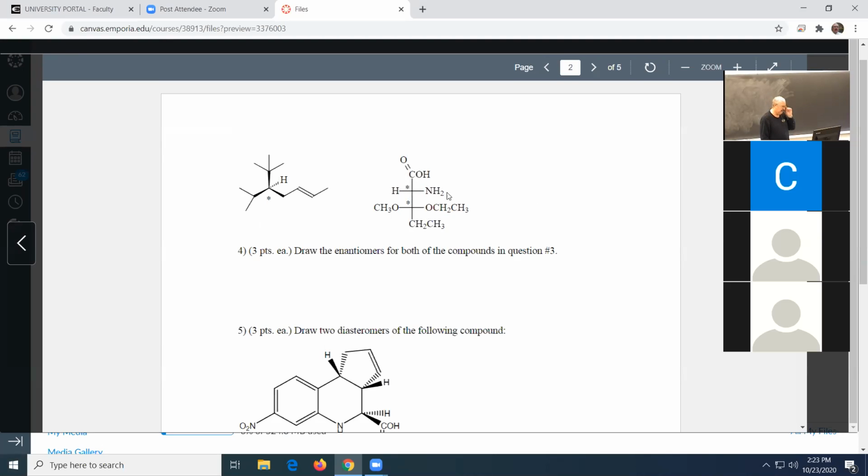Okay, so here we have a Fischer projection. By definition, vertical groups are back, horizontal groups are forward. So I'm going to draw this using a 3D perspective. Right, so the carboxylic acid group is back, and this hydrogen is forward. This amino group is forward.